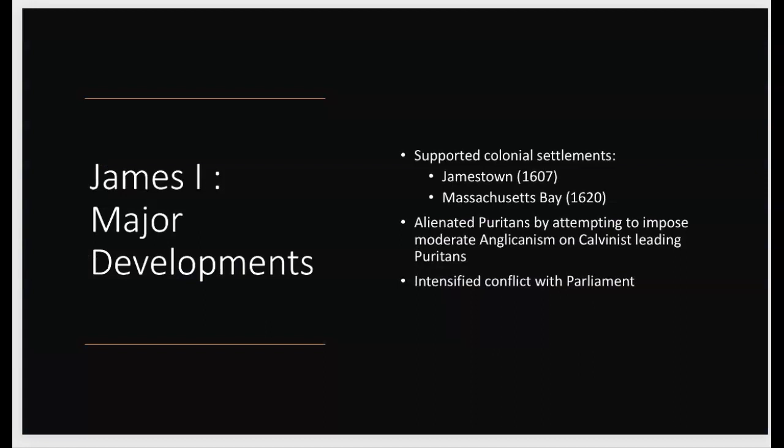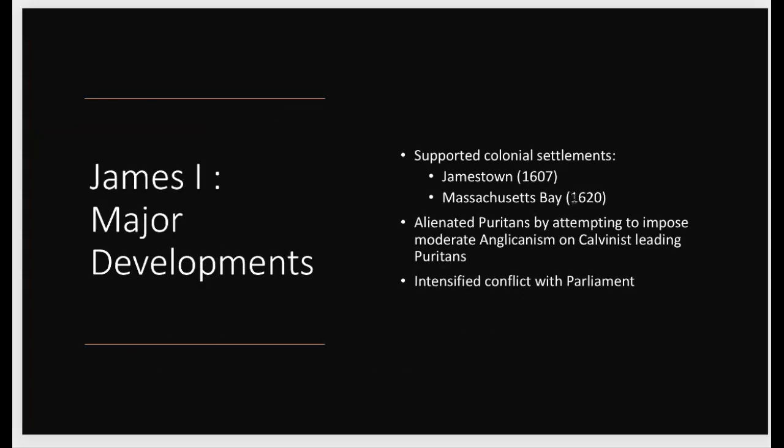And despite his unpopularity, there really are some good things. In addition to the King James Bible, he really supported these colonial settlements. We have Jamestown in 1607, the Massachusetts Bay Colony in 1620, and so those are really admirable things that he brings to his claim to fame.